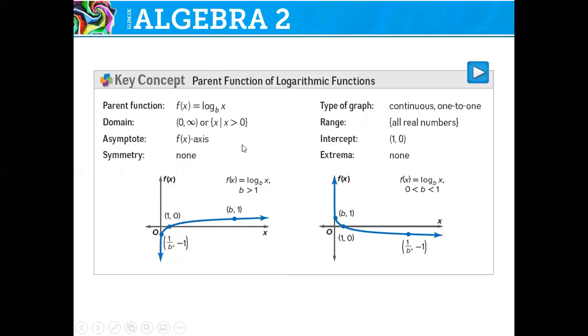My domain is x greater than 0. So you can notice that I don't have anything on this side. I don't have a graph on the negative side. So my domain is only the positive real numbers in both of them. And the range is all real numbers.